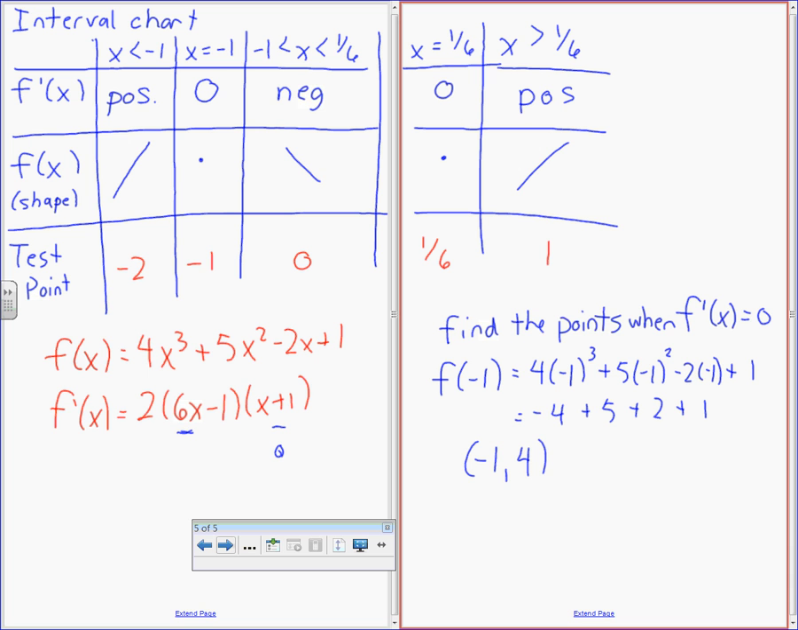F of 1/6, unfortunately, won't be that easy. So I'm just going to do it on my trusty rusty calculator.